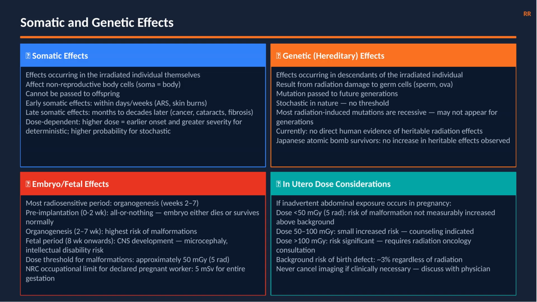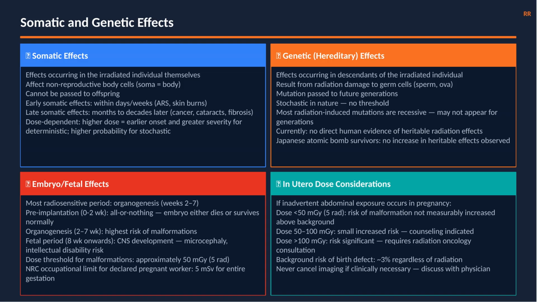Early somatic, acute radiation syndrome, skin burns. Late somatic, cancer, cataracts, fibrosis. Genetic or hereditary effects affect the descendants of the irradiated individual. They result from damage to germ cells, sperm, or ova, and mutations passed to future generations.